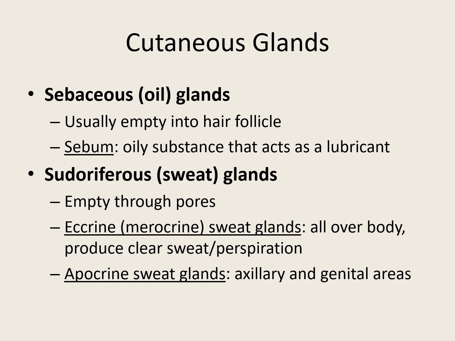And then you've got your sweat glands, or sudoriferous glands. These empty through pores directly onto the surface of the skin. So if it's emptying into the hair follicle, it's a sebaceous gland. If it's emptying through pores onto the surface of the skin, it is a sudoriferous or sweat gland, of which there are two types. Eccrine, which is also known as merocrine, is found all over the body and produces sweat or perspiration. And then the apocrine glands are found in the axillary and genital areas, and these usually become activated during puberty.